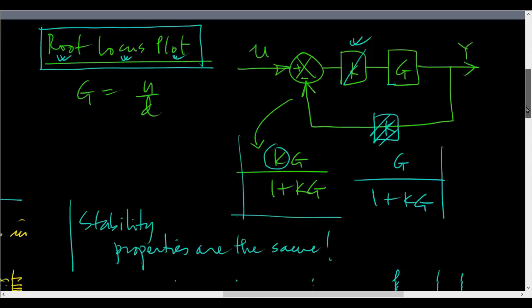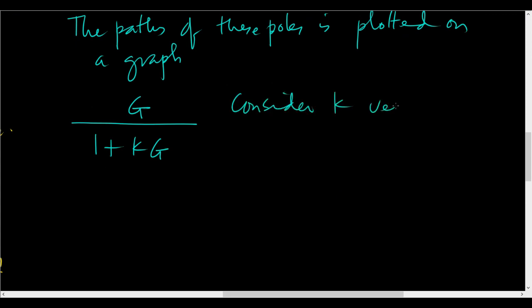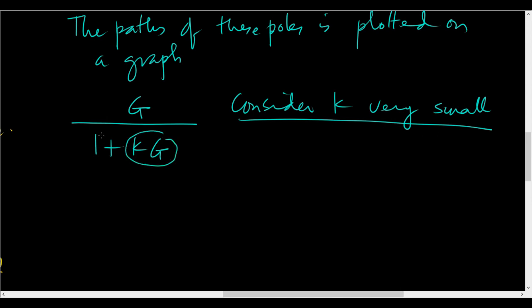Okay, so how do we plot that? Let's think about it a bit before we plot it. So over here I have G, let's just leave it at G over 1 plus Kg. As we have discussed, the K is not that important. K is greater than 0, but think that K is very small. If we consider K to be very small, in that case, this part is very small, very, very small.